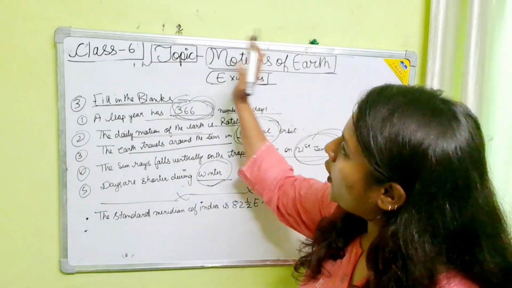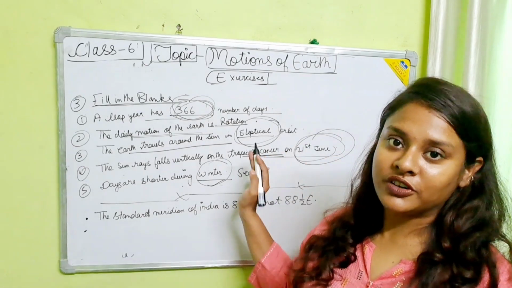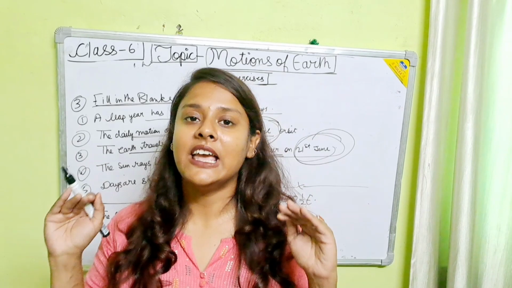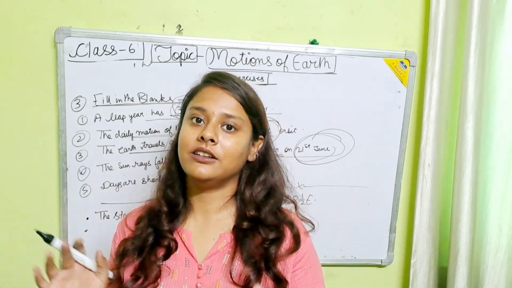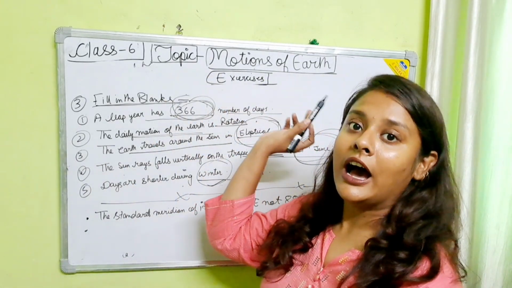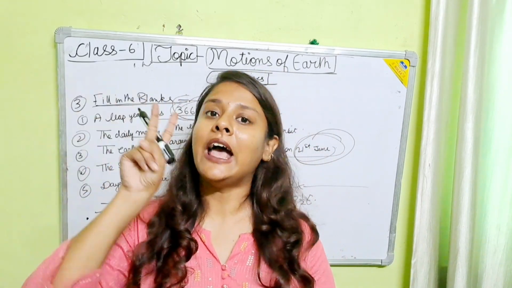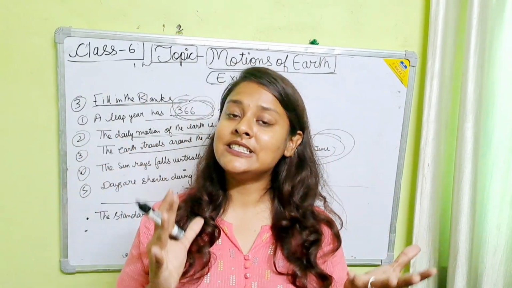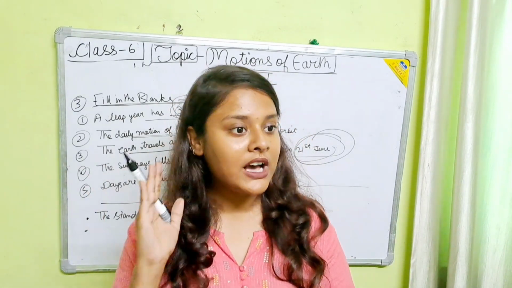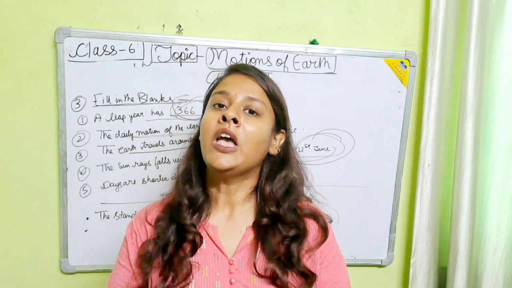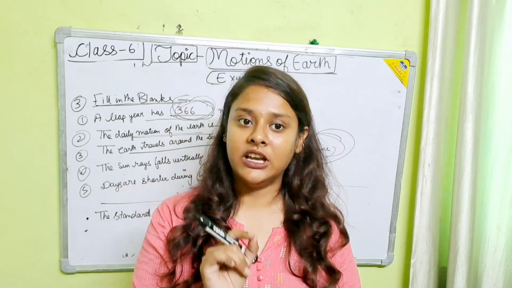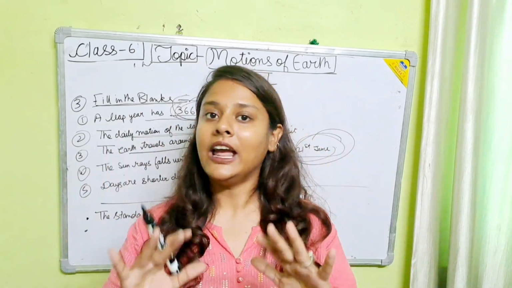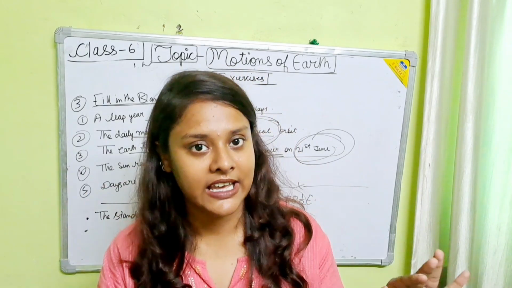So this is all for our chapter, Motion of Earth. We are done with this explanation, and we are done with its exercise. I hope it is clear that the motions of Earth are of two types, that is rotation and revolution. Rotation is the movement of Earth on its axis. Earth takes about 24 hours to complete one rotation, and rotation is responsible for the occurrence of day and night. And this occurrence of day and night we have studied in detail.